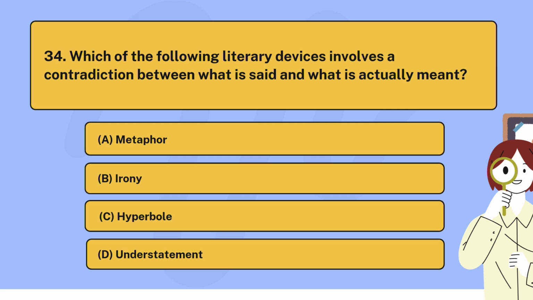Question 34. Which of the following literary devices involves a contradiction between what is said and what is actually meant? A. Metaphor. B. Irony. C. Hyperbole. D. Understatement.